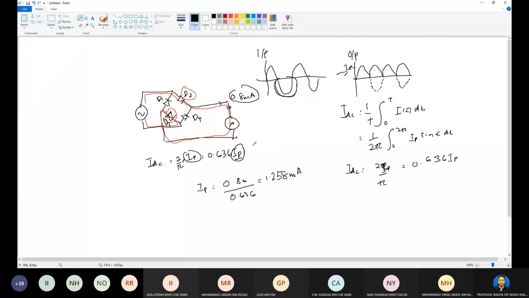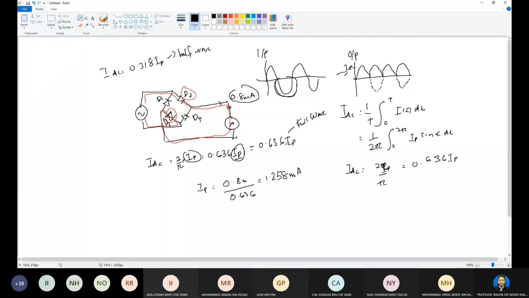IDC equals 0.636 IP for the full wave rectifier. We have to remember this is full wave. For half wave, it is 0.318 IP to calculate the current DC. So this is the formula for half wave, and this is full wave. You have to remember that.